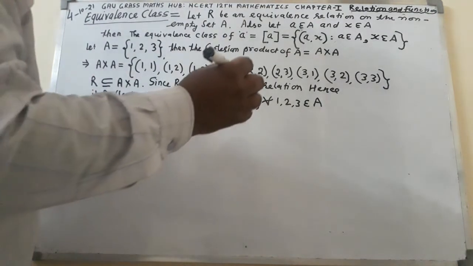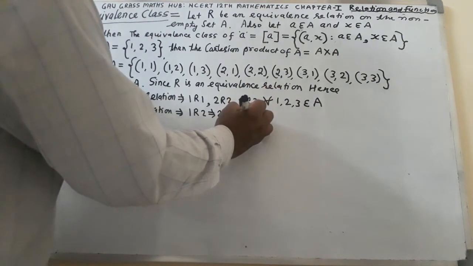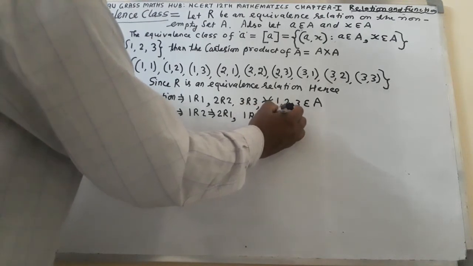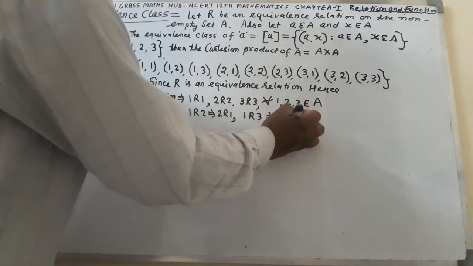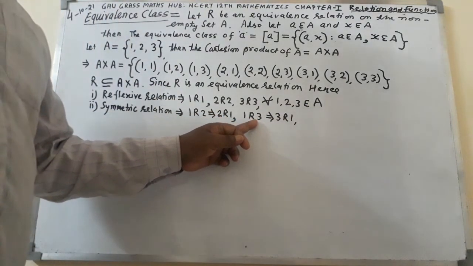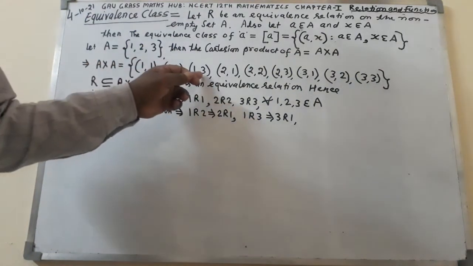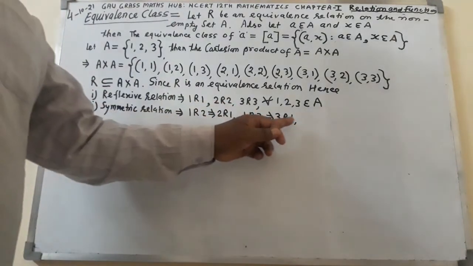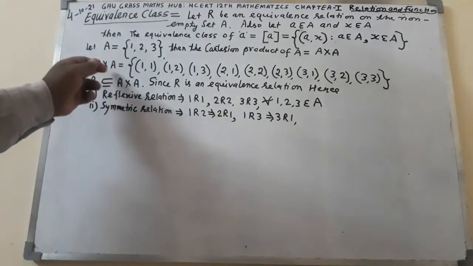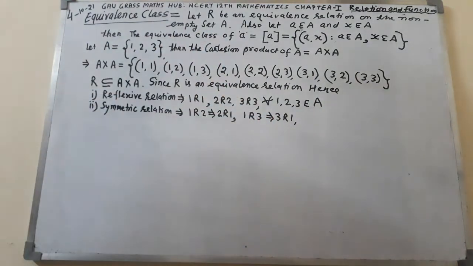Second, 1 related to 3 implied that 3 related to 1. 1 related to 3 means the ordered pair (1, 3) must be there in the Cartesian product A cross A. So (1, 3) is there. 3 related to 1 means that ordered pair (3, 1) must be there in the Cartesian product A cross A. So here (3, 1) is there.